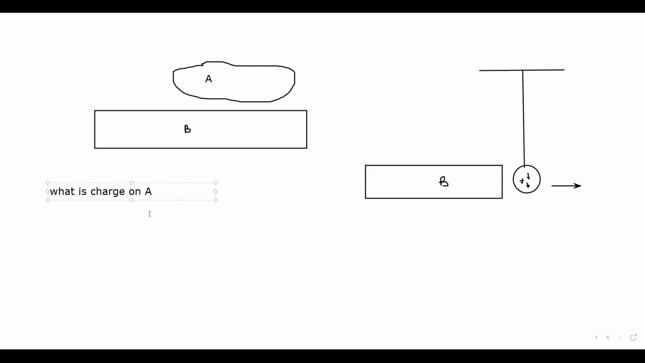Charge on A. Because if it is repelling, we can conclude B is positive. So if B is positive, it means A should be negative. And how do we conclude B is positive? Because when we bring B closer to another positively charged sphere, it moves away, or they are repelling each other. So what is the charge on A? The charge on A is negative.